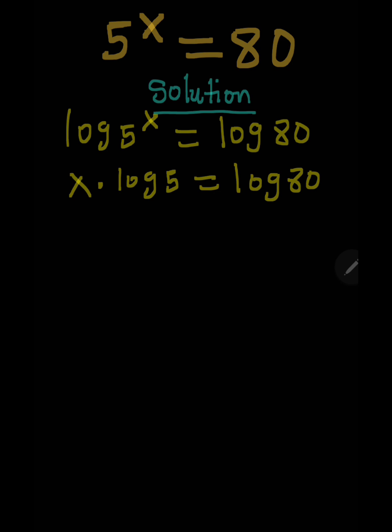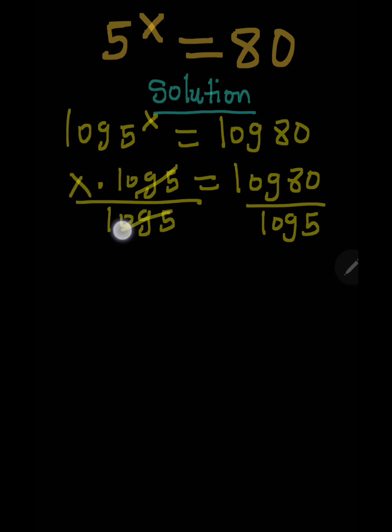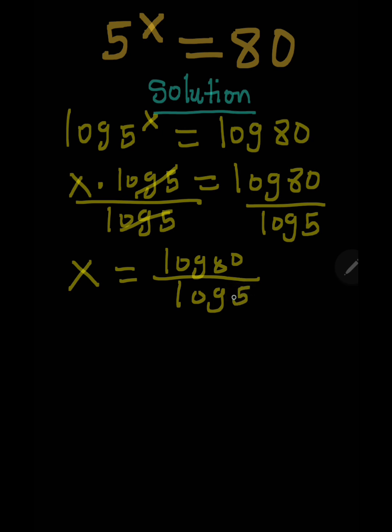Since we are looking for the value of x, we're going to divide both sides by the coefficient of x in the left hand side, which is log 5. So we divide the left hand side by log of 5 and do the same thing to the right hand side, so that this log 5 will cancel this log 5. In the left hand side, we are left with just x, which is equal to log of 80 divided by log of 5.